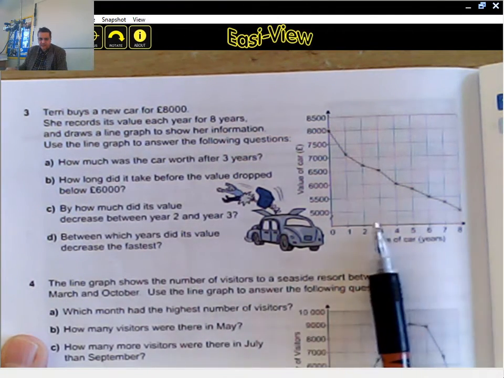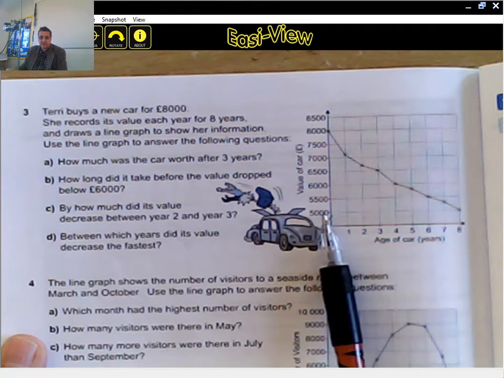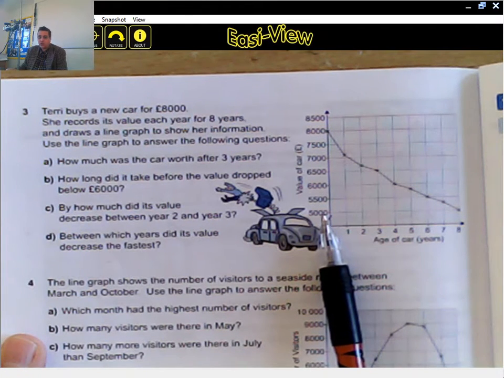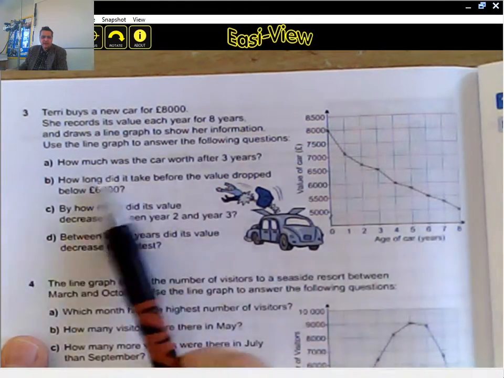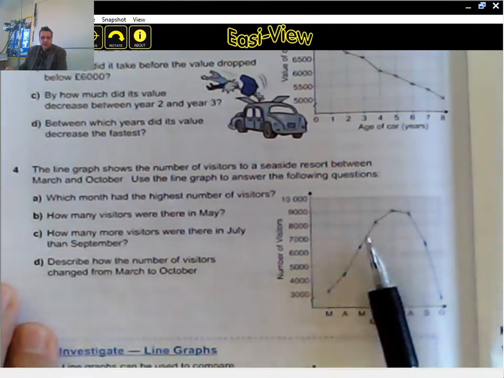After 8 years, the car's worth £5,000. I promise you it's worth an awful lot less than that. But anyway, just analyse that graph, answer the questions. Likewise with this one.